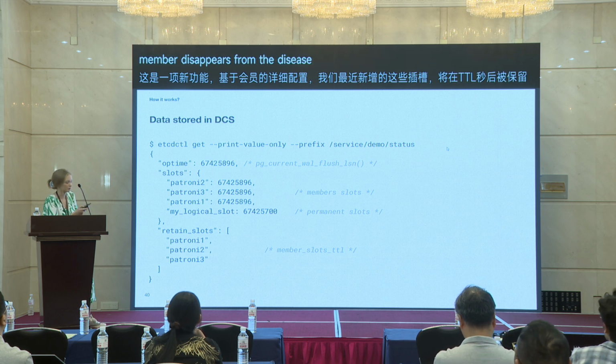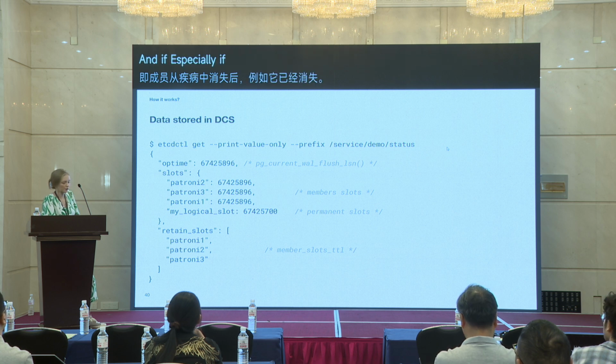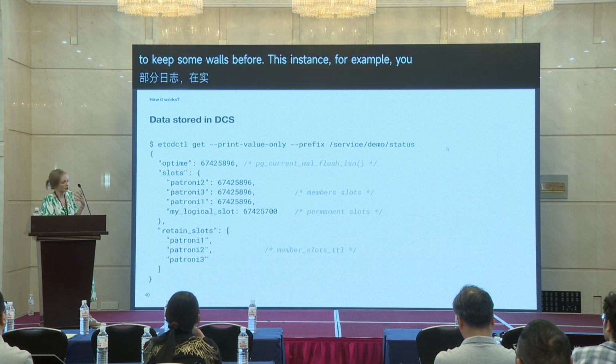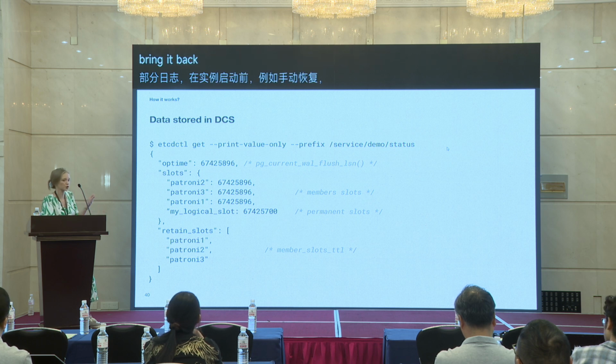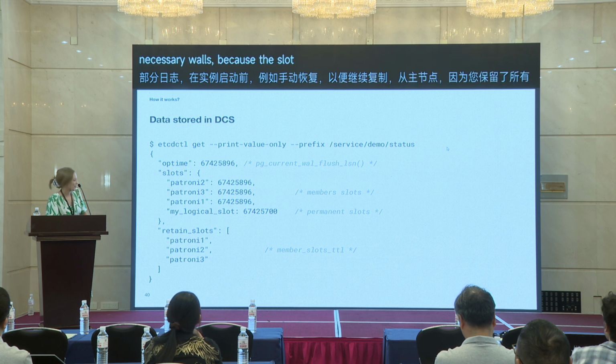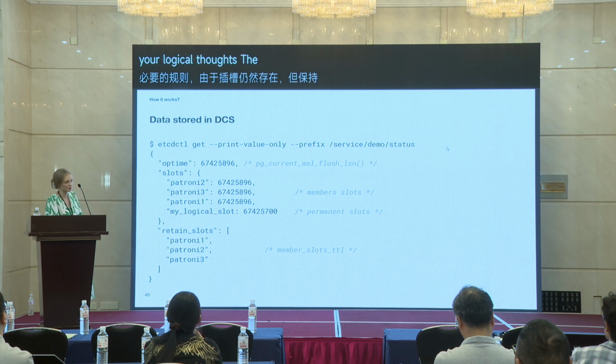For example, it went away, and especially if you do not configure archival recovery, it will help you to keep some WALs for this instance. For example, you manually bring it back, so that it can continue to replicate from the primary, because you kept all the necessary WALs, because the slot is still there. Yeah, but it's also important to maintain your logical slots state, so that they are in valid state, because you also need to have a physical replication slot for that.